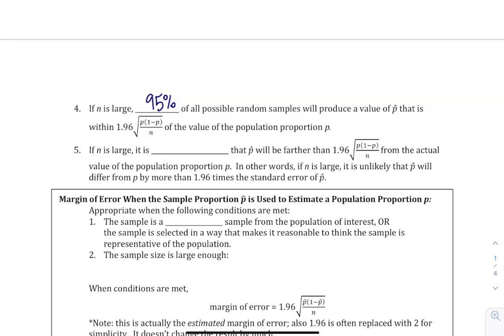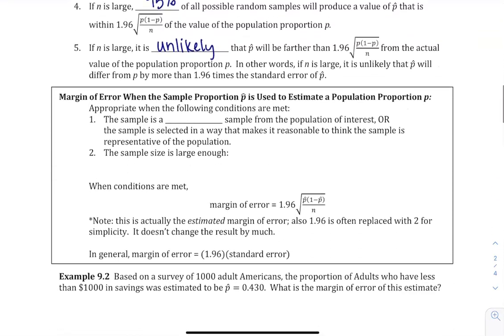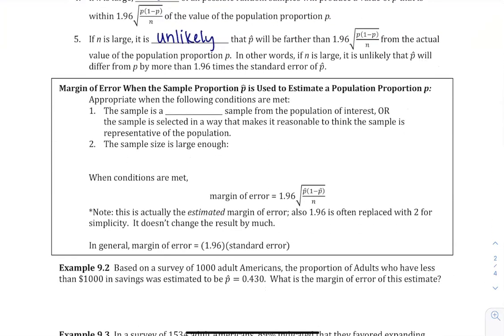Also, if n is large, it's unlikely that p hat will be further than 1.96 standard deviations away from the actual population proportion p. In other words, if n is large, it's unlikely that our p hat will differ from p by more than 1.96 times the standard error of p hat. So we look at that theory, and that helps us develop this process to help us determine the margin of error for our sample proportion when we're using it to estimate our population proportion p.